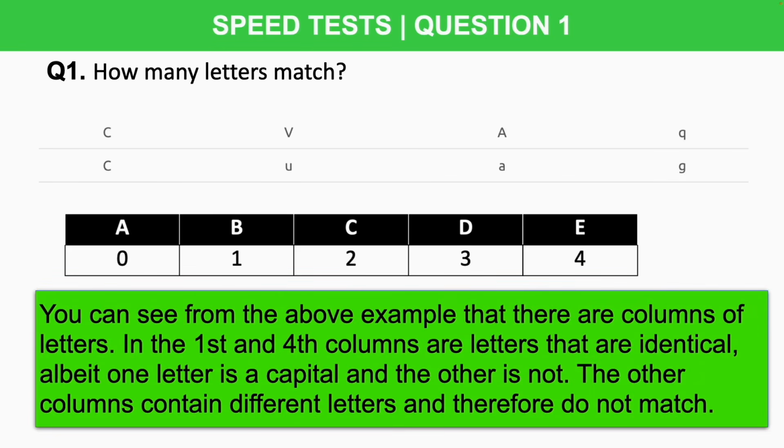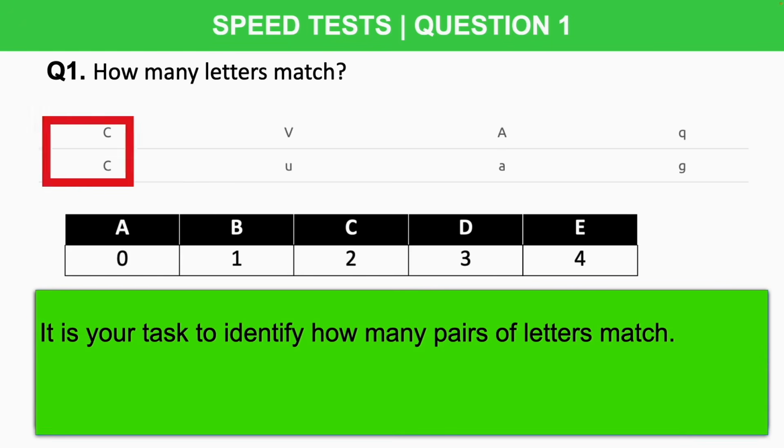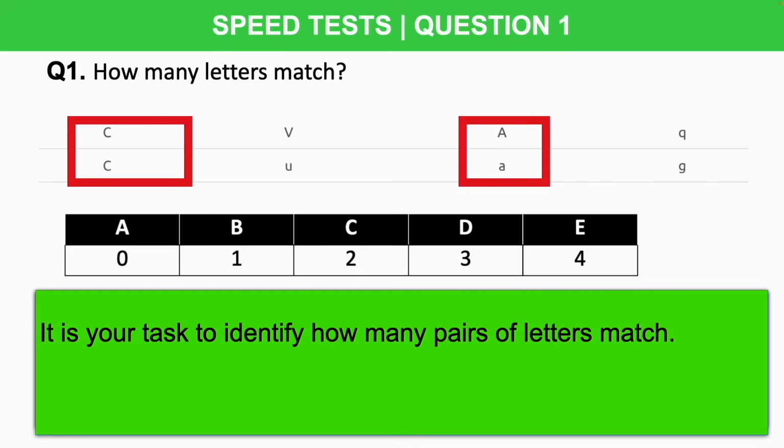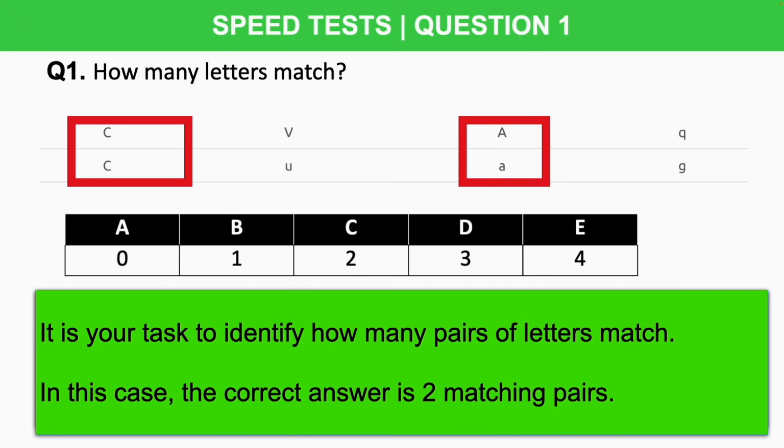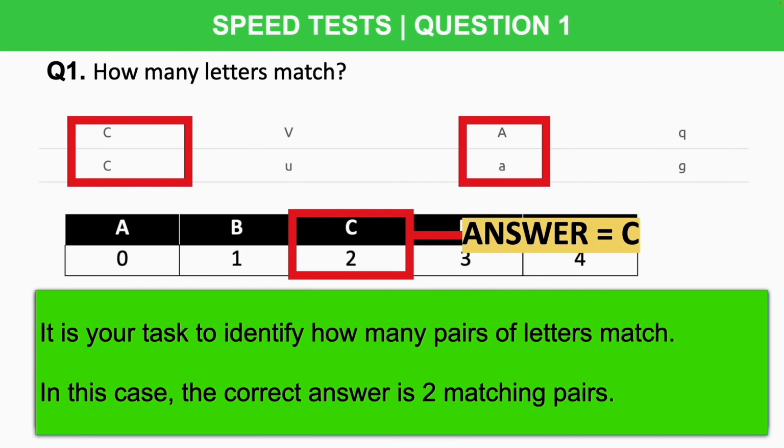Now you can see from the above example that there are columns of letters. In the first and fourth columns are letters that are identical. Although one letter is a capital and the other is not, the other columns contain different letters and therefore they do not match. So you can see that here. So it's your task to identify how many pairs of letters match. In this case, the correct answer is 2 matching pairs. So the correct answer would be C, 2 matching pairs.